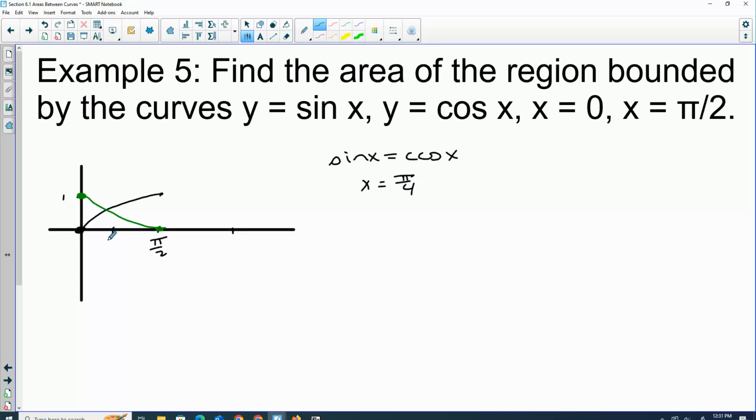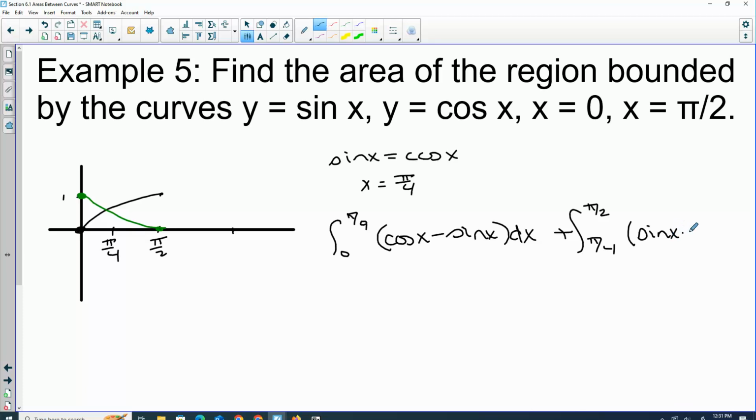Okay, so from 0 to pi over 4, which one's on top? No, cosine. So it'd be cosine minus sine. And then we'll have to go from pi over 4 to pi over 2, which one's on top? Sine. This is a lot easier than the other absolute values.